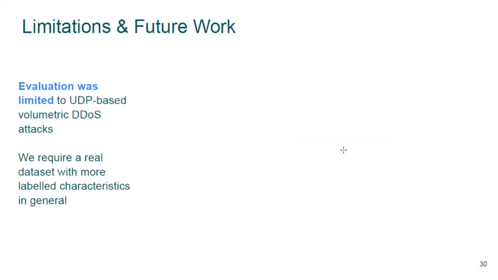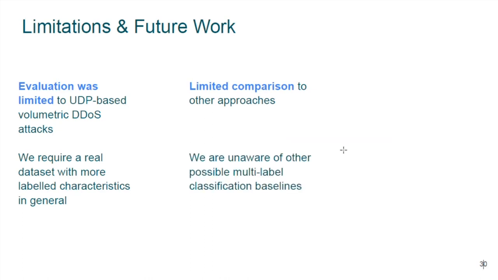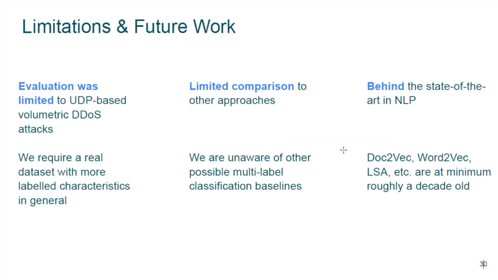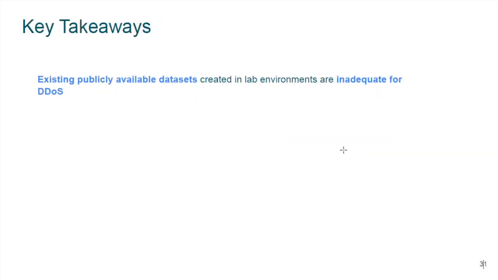And to conclude the talk, the evaluation was limited to UDP-based volumetric DDoS attacks. We need a real data set with more labeled characteristics in general. There was limited comparison to other approaches because we had nothing better to compare, and we are unaware of other possible multi-label classification baselines. Finally, we are behind the state of the art in NLP, and we need to improve our use of NLP quite a lot. So doc2vec, word2vec, LSA, they are at least 10 years old.